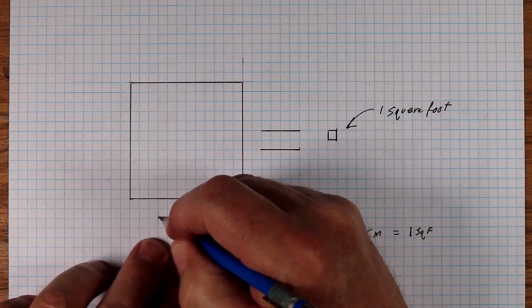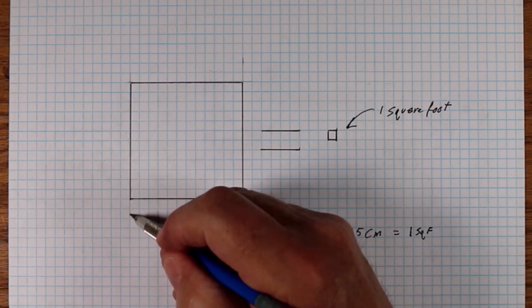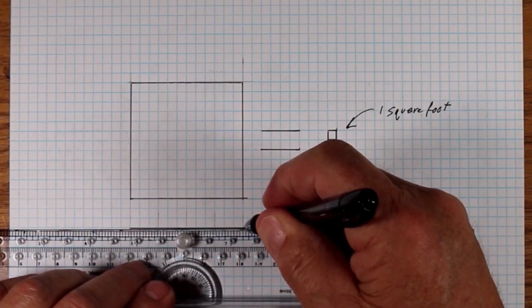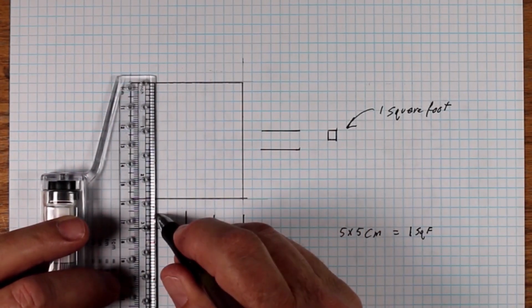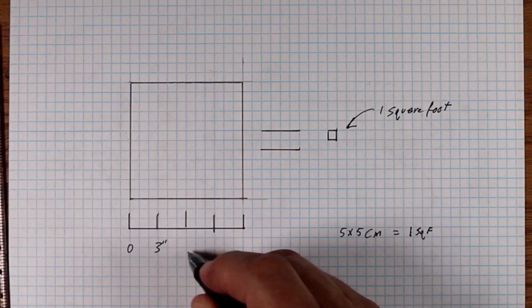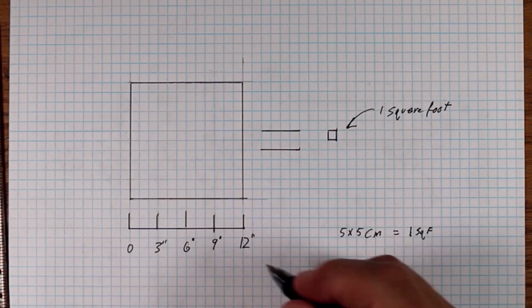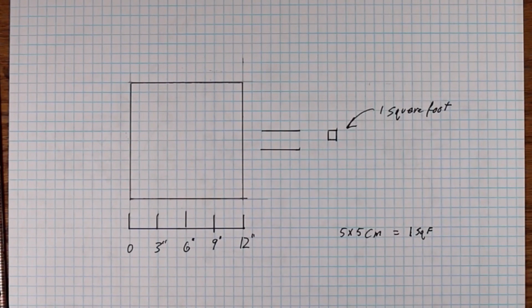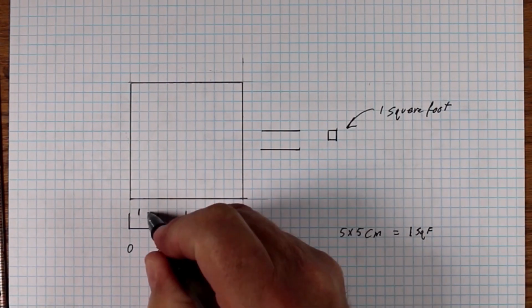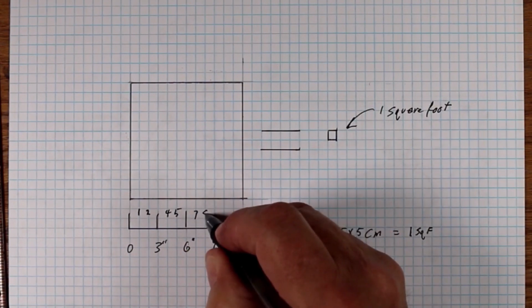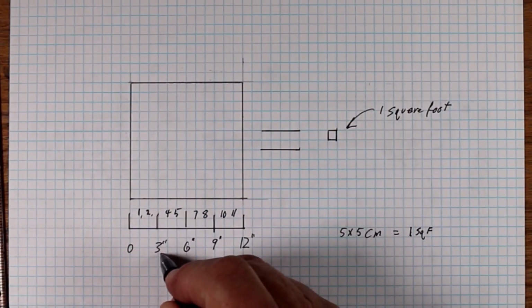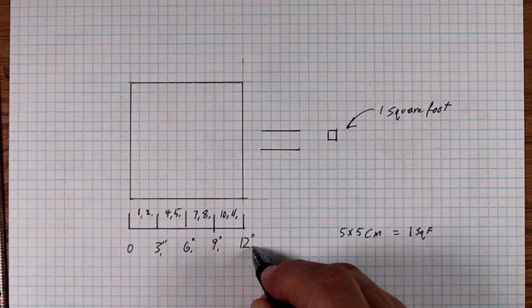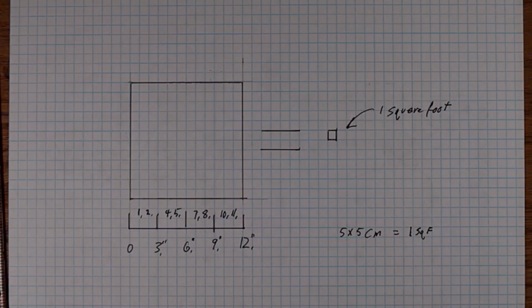A 2x4 frame wall is 3 1/2 inches. So using this small grid, you have to use your best guess. The center of the square is 6 inches. The center of 6 inches is 3 inches. So here we have 0 to 3 inches, and 6 inches, 9 inches, and 1 foot. You can divide them by 3 and get smaller units. We have 1, 2, 3, 4, 5, 6, 7, 8, 9, 10, 11, and 12 inches. Use your best guess when dimensioning.